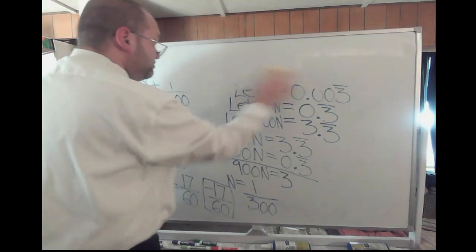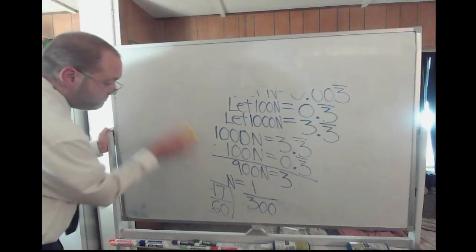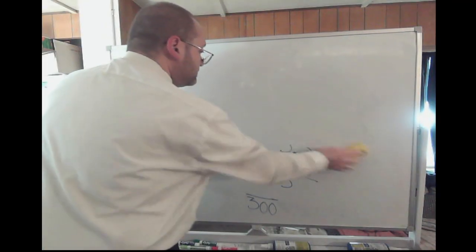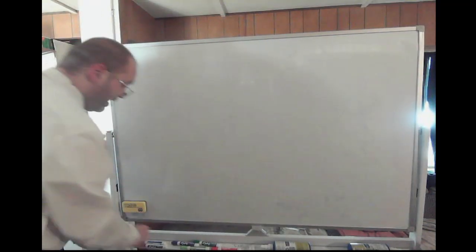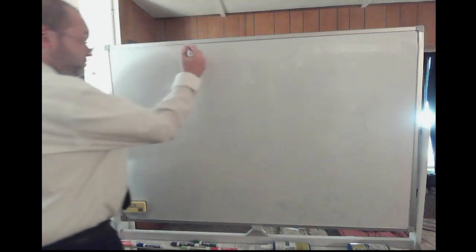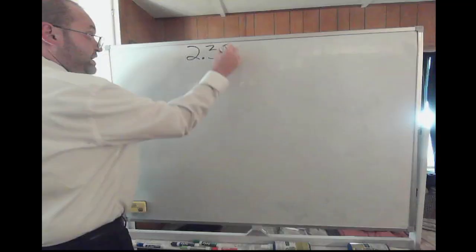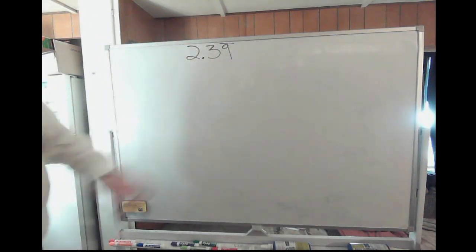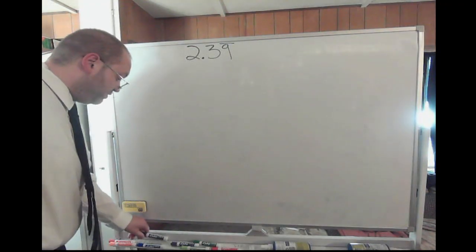And I have another problem just like this, but it shouldn't be quite as bad. Alright, what if we have 2.3 with only the 9 repeating? So we have 2.3 but only the 9 repeats. 2.3 with the 9 repeating. Well, this is a similar type of problem.